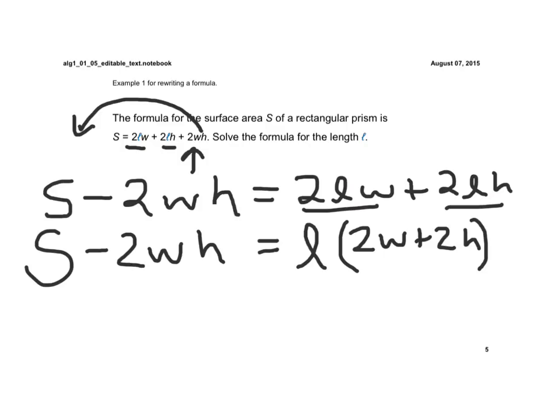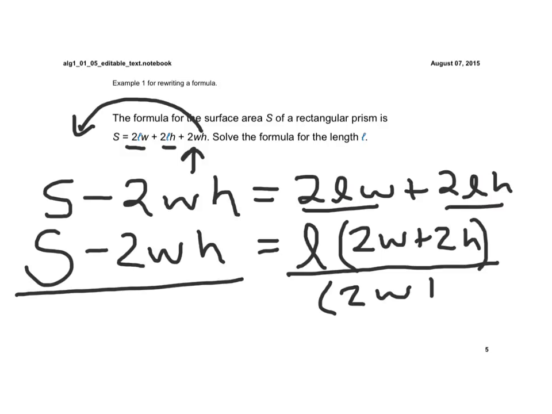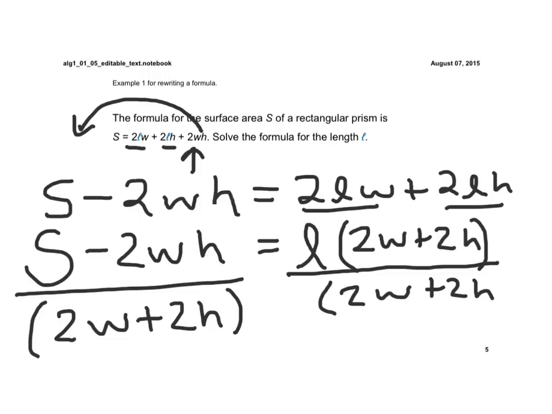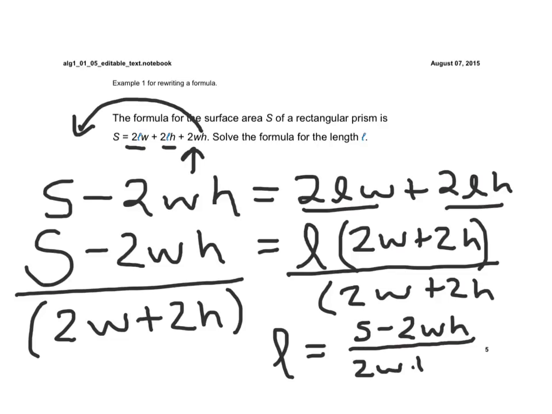And now our final step is to divide both sides by what L is being multiplied by. And our final answer will look like this. So L is equal to S minus 2WH all over 2W plus 2H.